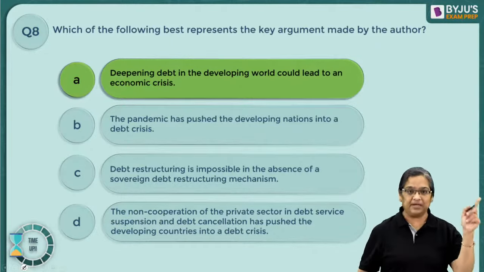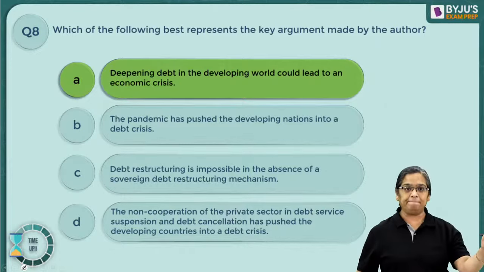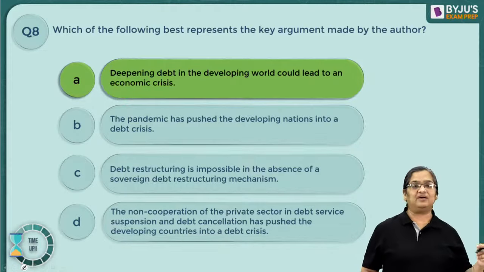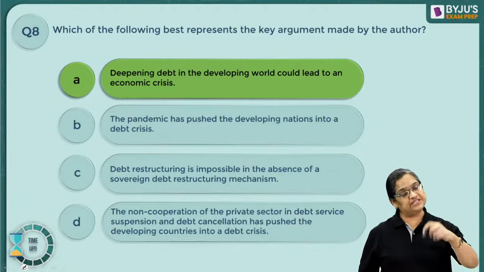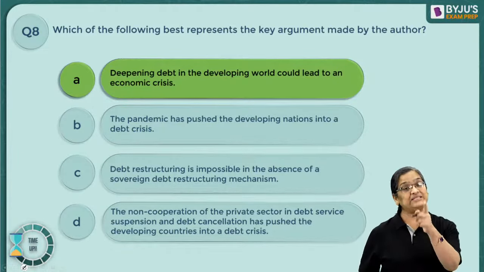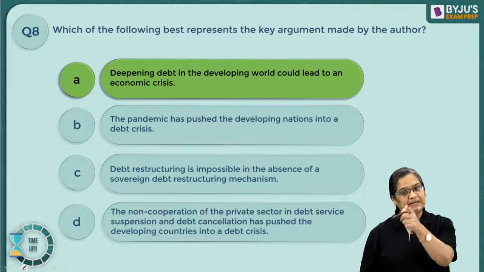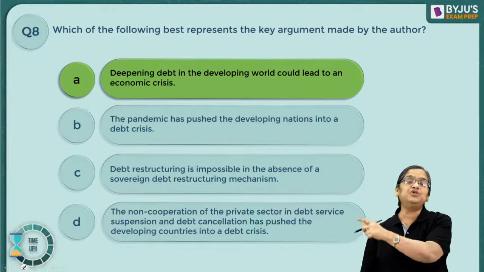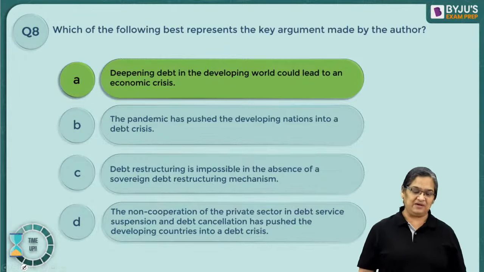Is he saying the passage is all about the pandemic? No, the pandemic made the crisis worse. Private people not agreeing to debt cancellation made the crisis worse. But the key is the crisis has happened and it's getting worse. Something should be done about it. Agreed? All right.